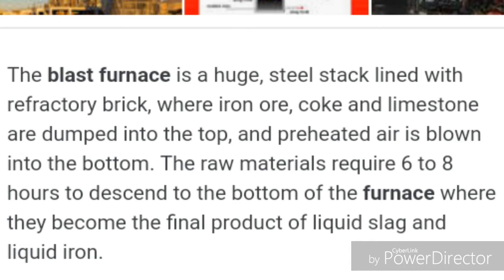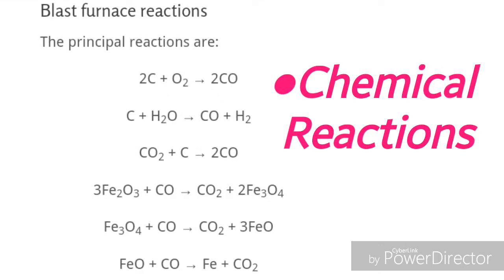Now let us learn about the chemical reactions that take place in the blast furnace. The principal reactions are: carbon reacts with oxygen to form carbon monoxide, carbon reacts with water to form carbon monoxide and hydrogen, carbon dioxide reacts with carbon to form carbon monoxide, ferric oxide reacts with carbon monoxide to form carbon dioxide and magnetite, an ore of iron. Fe3O4 is magnetite.